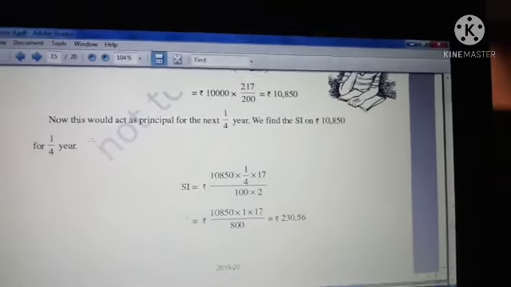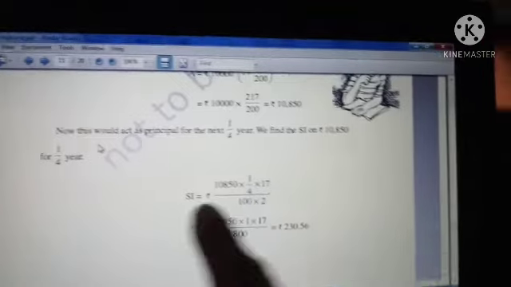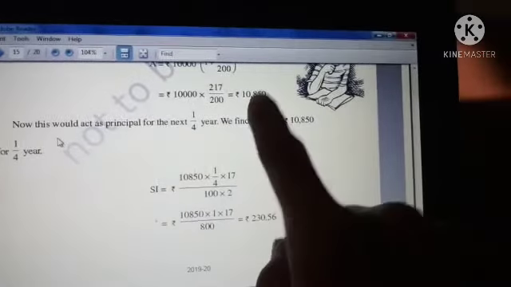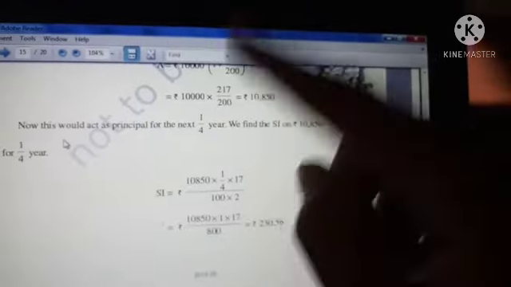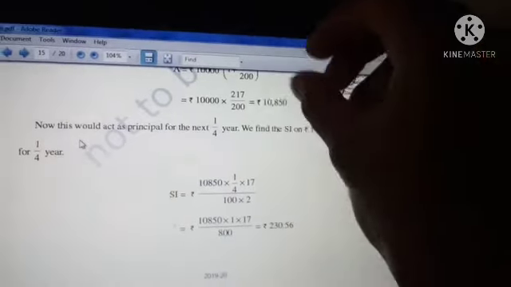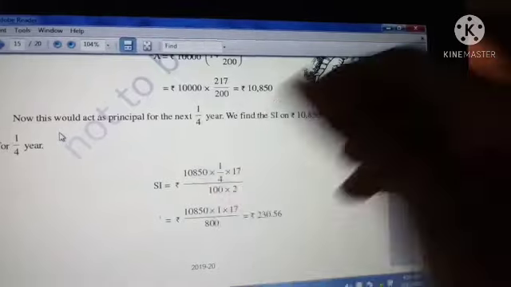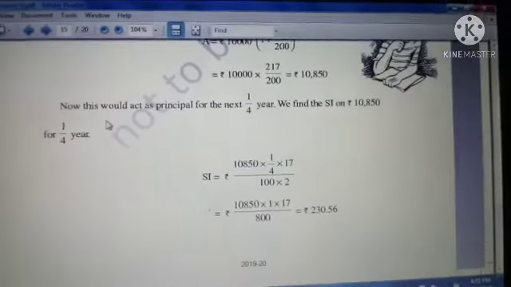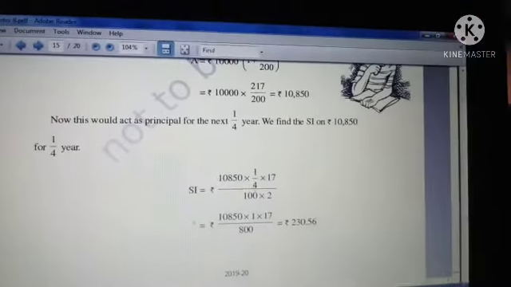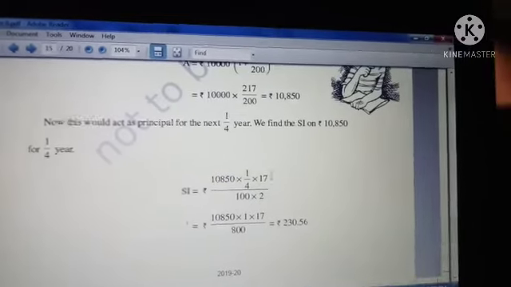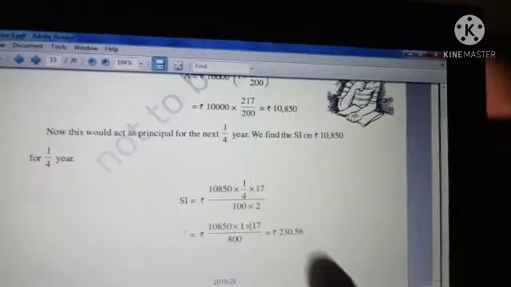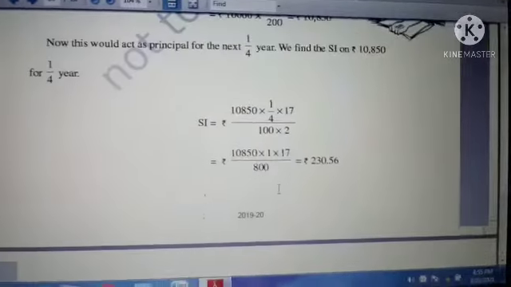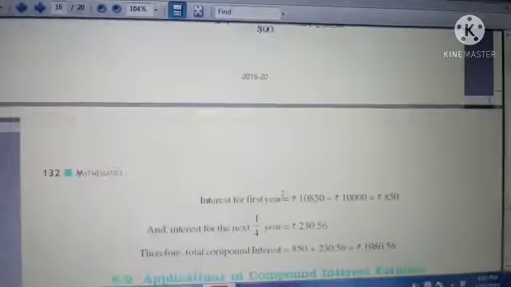Here why am I going to find the simple interest now? From this amount, after 1 year you still have a quarter year more. So from this amount I am taking it as principal because it is compound interest. 1/4 into 17/100 into 2, because of this 17/2, that is why this 2 is there. After every calculation you will get simple interest as 230.56.